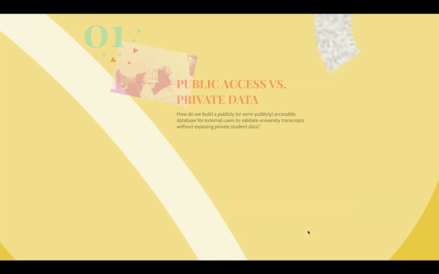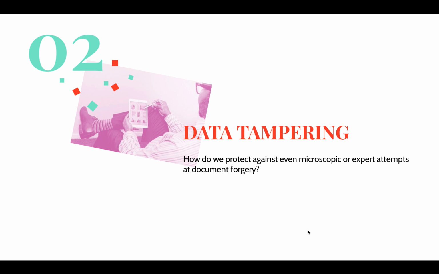But let's move on to the second obstacle we have here. Data tampering: in the world of transcripts in particular, how do we protect against even microscopic or expert attempts at document forgery? It's a big issue, and it's a reason why universities go to great lengths to both secure the digital assets of a student's transcript, but also to make sure that if a student needs to get their transcript to an employer, there are extreme, very costly steps they go to make sure that this data tampering can't take place.